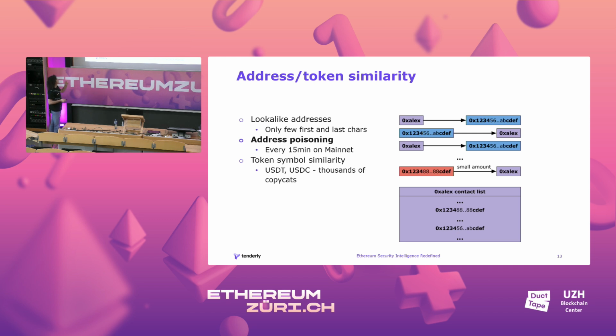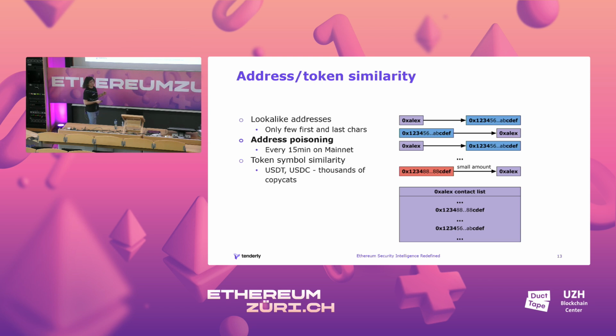It's happening every 10, 15 minutes, you can find an example of it. On the right, you can see an example of it. Let's say we have the purple address, the Alex one, which is regularly transacting with the blue address 1234. So I'm regularly transacting with an address I trust, and all is good.